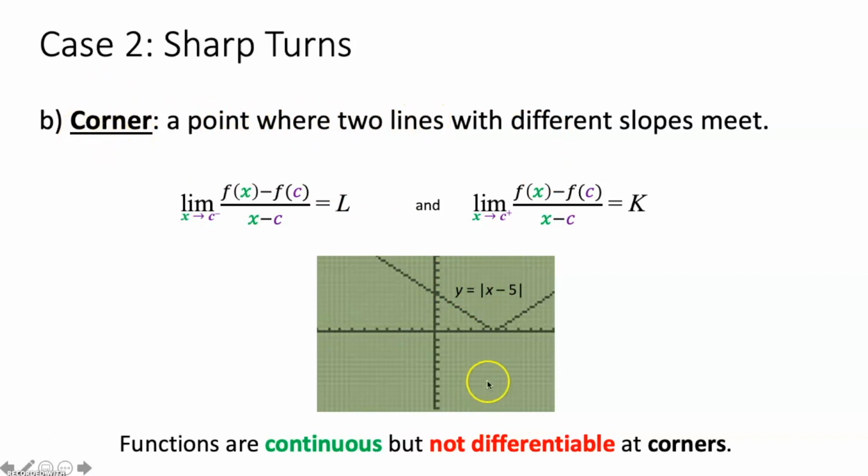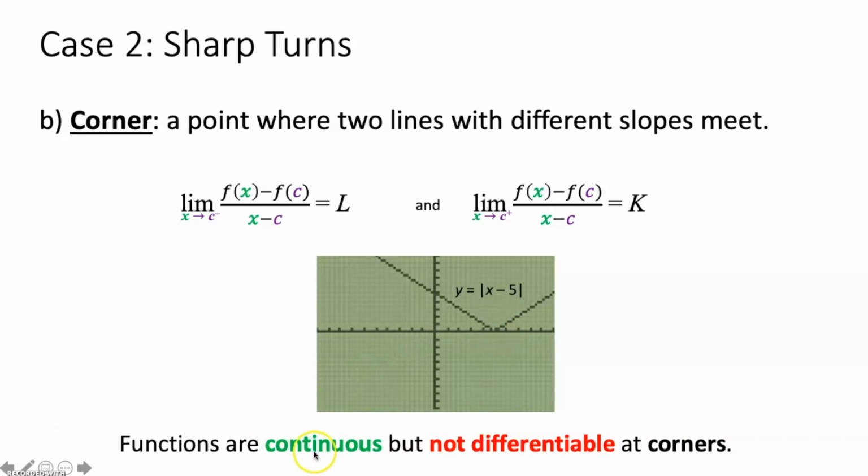That creates a corner. So in our example down here, you can see we have a line meeting up with another line. Each of those lines has a separate slope coming in from the left and from the right. Because the slopes equal two different numbers, we say that at x equals 5, where those two lines meet up, there's going to be a corner. Therefore, the function is not differentiable at that given x value.